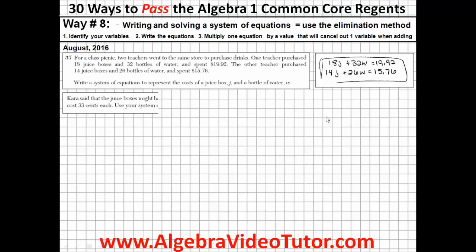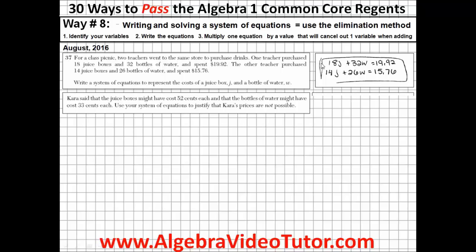But then they said that Kara said that the juice boxes might have cost 52 cents each and that the bottles of water might have cost 33 cents each. Use your system of equations to justify that Kara's prices are not possible. All they're telling you to do is to insert 52 cents for a juice box, and you could pick either one of these equations. So here it is. We inserted 52 cents and 33 cents into the second equation right here, and we see that $15.86 does not equal $15.76. As long as you insert and justify, then you get 2 more points.